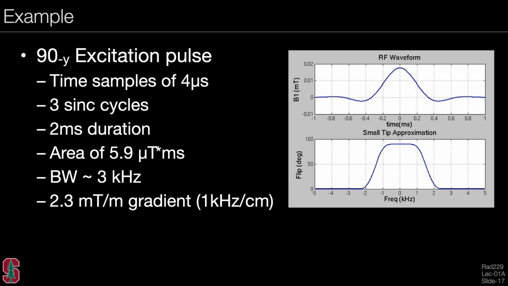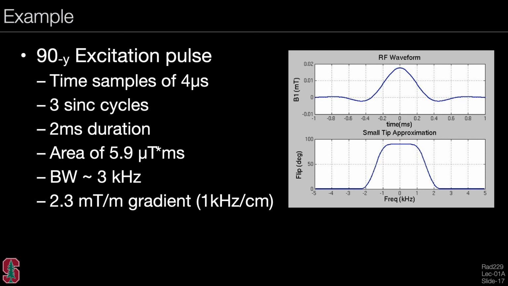Okay, so now let's look at another example. This one's a bit more verbose if you look at the MATLAB code, so I won't show the MATLAB code here. But what we have here is a 90-degree excitation pulse. Again, we've broken it into time samples of 4 microseconds, which is actually typical of real MRI systems. We have 3 sinc cycles in this pulse. We have a 2 millisecond duration here. So this is a time bandwidth 6 pulse. So if we look at the 2 millisecond duration, we'll end up with a bandwidth of 3 kilohertz.